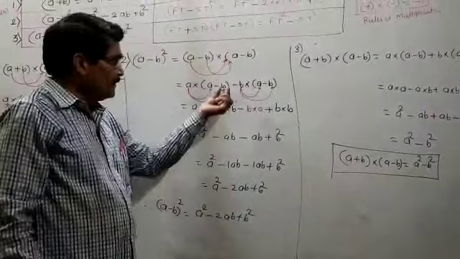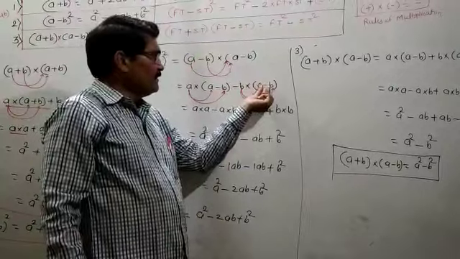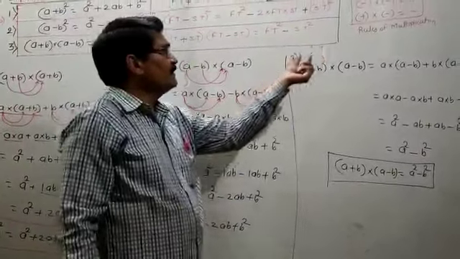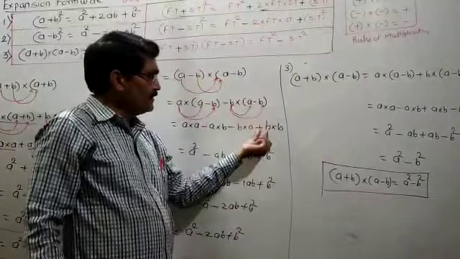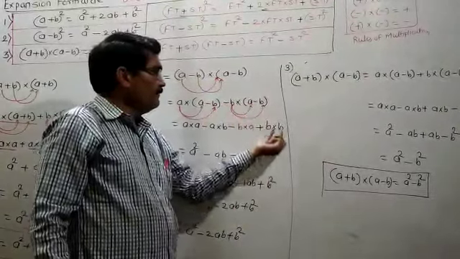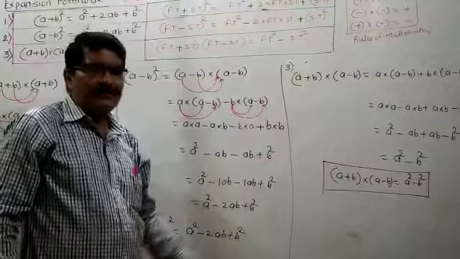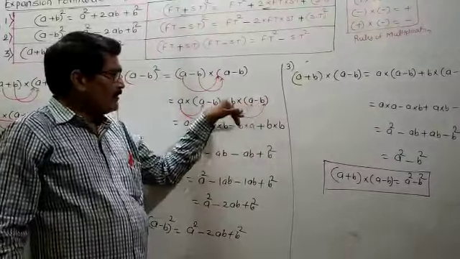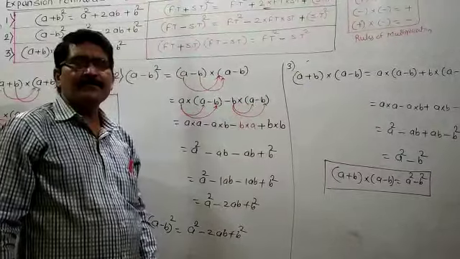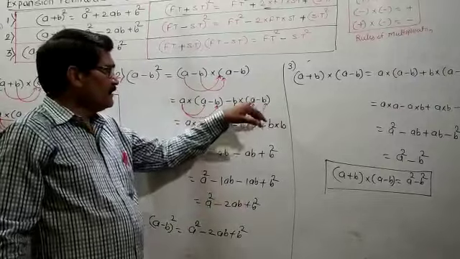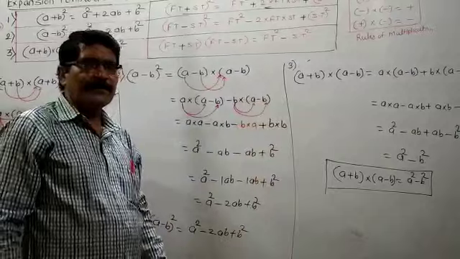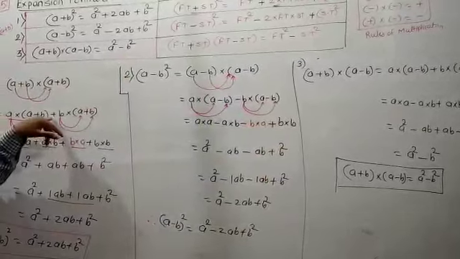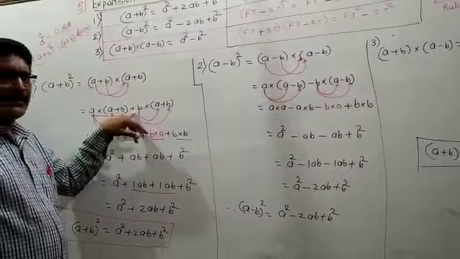In the same manner, if this one is minus, this one is minus, minus multiplied by minus is equal to plus, b multiplied by b you have to write. Means here outside the bracket minus sign, that time you have to change the sign. This plus a becomes minus a and this minus b becomes plus b. But here sign will not change because outside the bracket plus sign, so sign will not change.